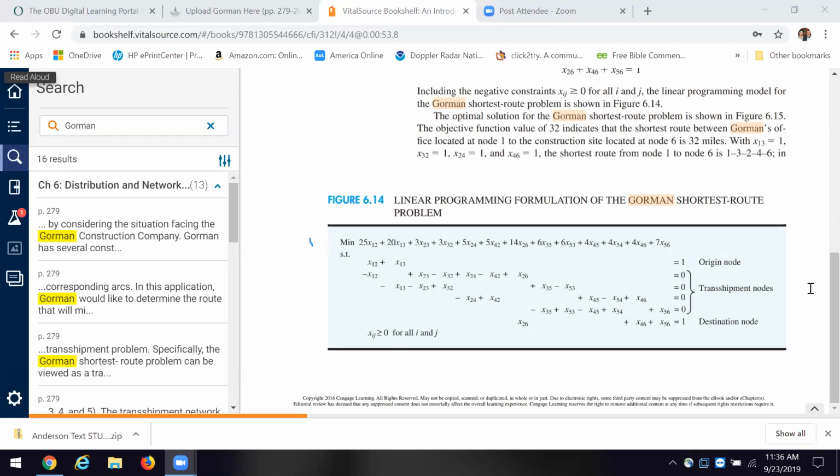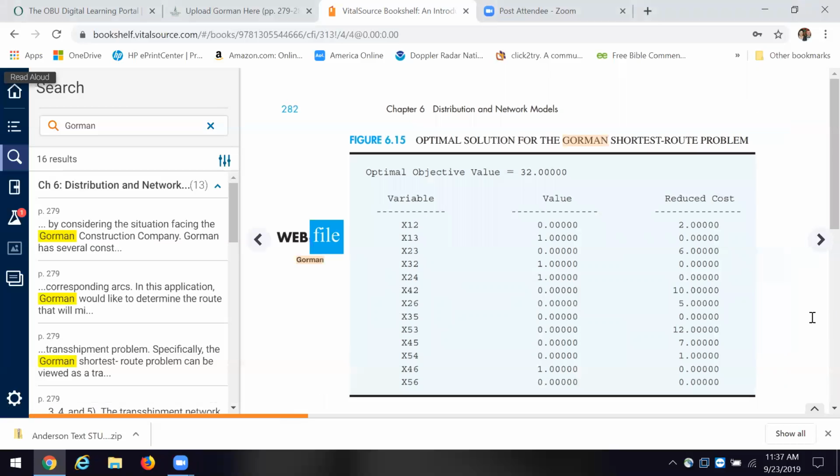Got it? It's not as complicated as it looks. You see all those X's and all that. That's just the notation for the node of origin. If you look, and we'll pop back over here, they give us the shortest route problem.